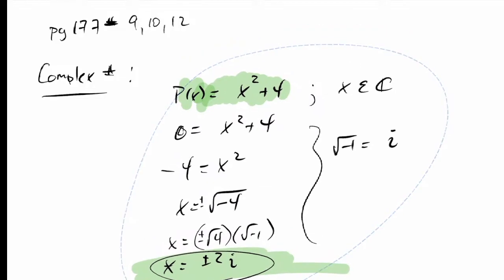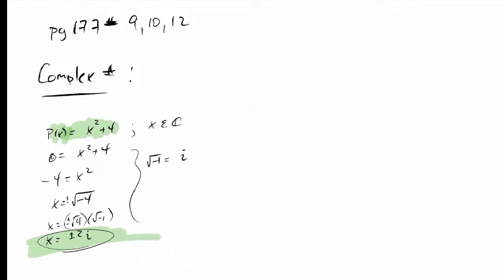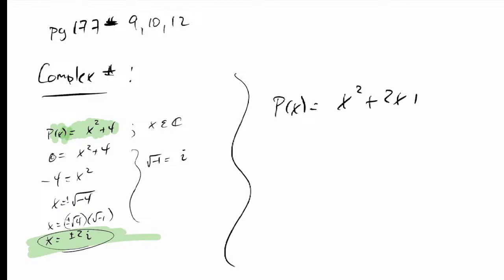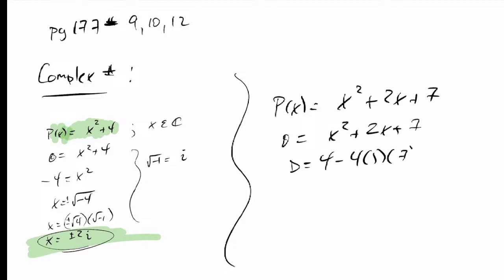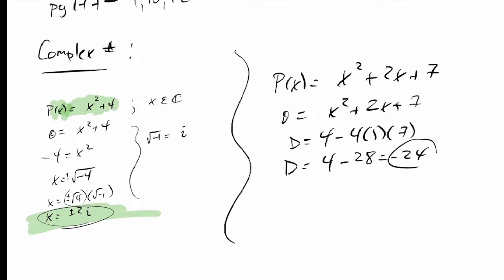Also, a different version would be if I gave you something like p(x) = x squared plus 2x plus, I don't know, 7, and I wanted you to find the complex roots for this as well. You'd set your polynomial equal to 0 and observe your discriminant, b squared minus 4ac, which is 4 minus 28, or negative 24. So your discriminant is negative.